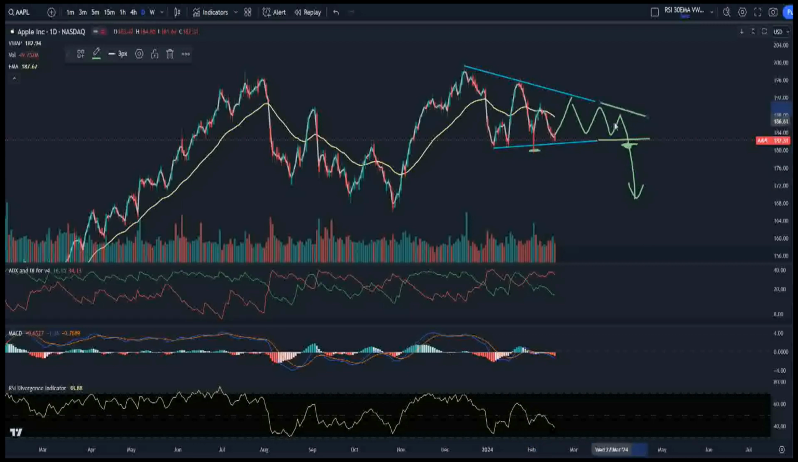Now, of course, the strange thing could be that it goes up beyond through here. But I'm saying, according to the confirmation indicators, this will not occur. You're more likely to get this scenario here. So that's it for Apple.